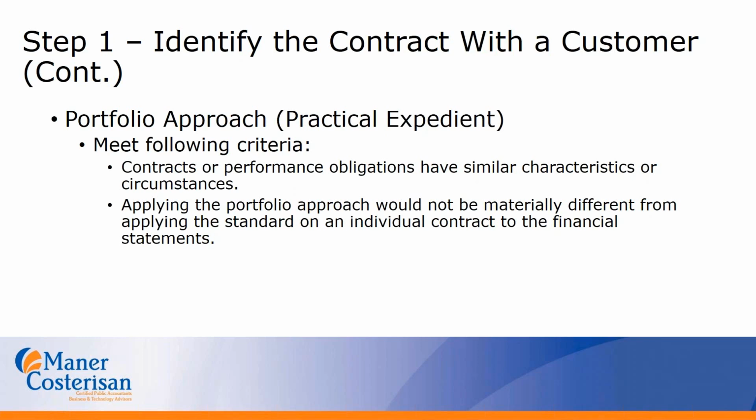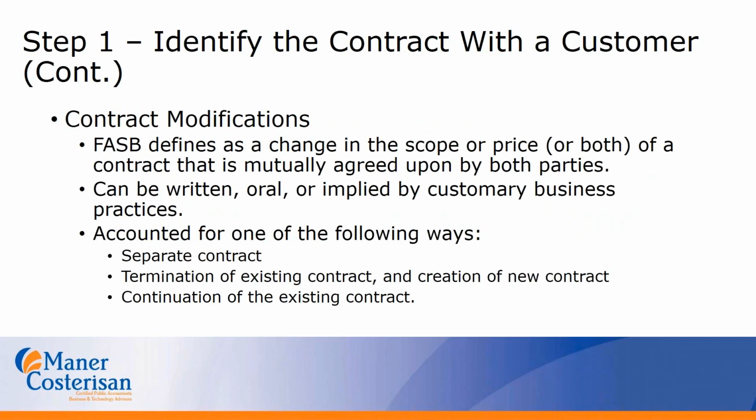The last item I'd like to discuss is what do you do when you have a contract modification. FASB defines contract modifications as a change in the scope or price, or both, of a contract that is mutually agreed upon by both parties. A contract modification can be defined as a change order, a variation, or an amendment. The contract modification exists when the parties create new or exchange existing enforceable rights and obligations of the parties in the contract. Contract modifications can also be written, oral, or implied by customary business practices.